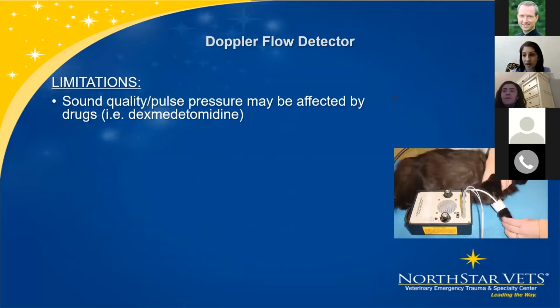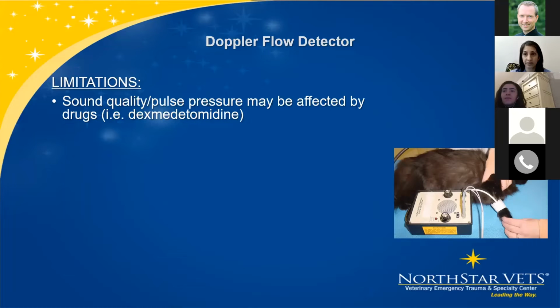Because of the way the Doppler works, the use of certain classes of drugs could affect the sound quality of the pulse. And most notably, this occurs with dexmedetomidine. So often, if you have the Doppler on prior to a dose of dexmedetomidine, the pulse may increase in intensity, but more often than not, it actually decreases in intensity.